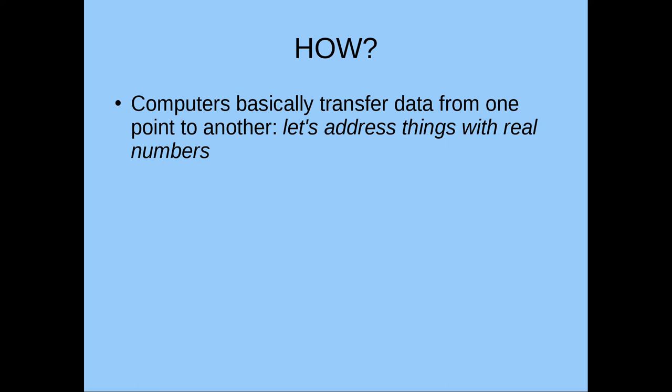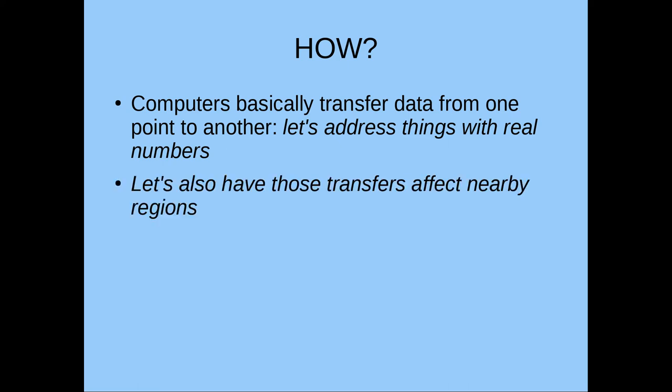What if we address those things with real numbers? 2.5, 3.1415, 2.718. What if you use those as a way to address the things in our computer's memory? Okay, so we've got real numbers. So that's moving towards continuity in space. And let's have those transfers not just be point to point. When I want to move this number over here, I'm also going to move some stuff nearby to some location nearby. So I'm going to start blurring these effects. I'm going to start introducing this karma notion.